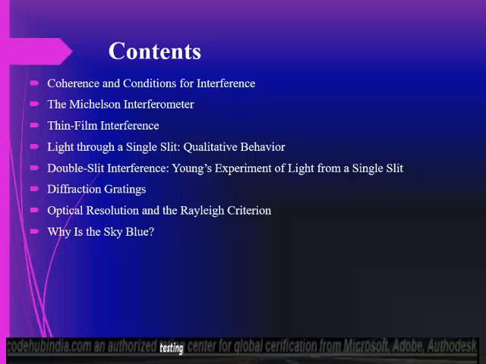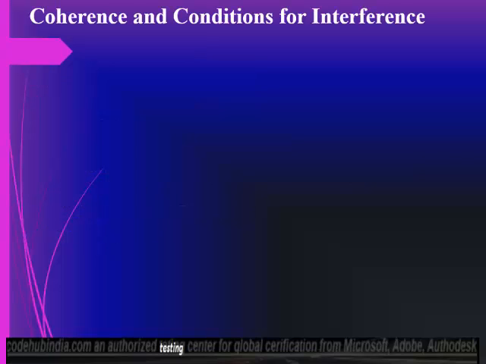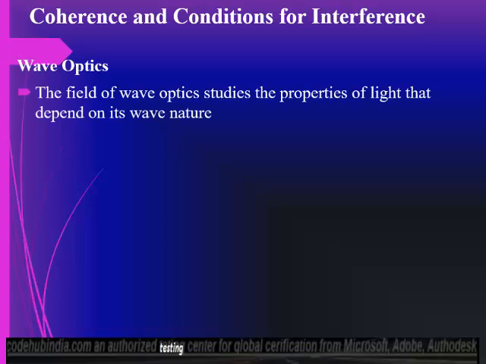Why is the sky blue? Let us arrange some conditions of coherence. What is coherence? Wave optics. The field of wave optics studies the properties of light that depend upon its wave nature. What is the wave nature?